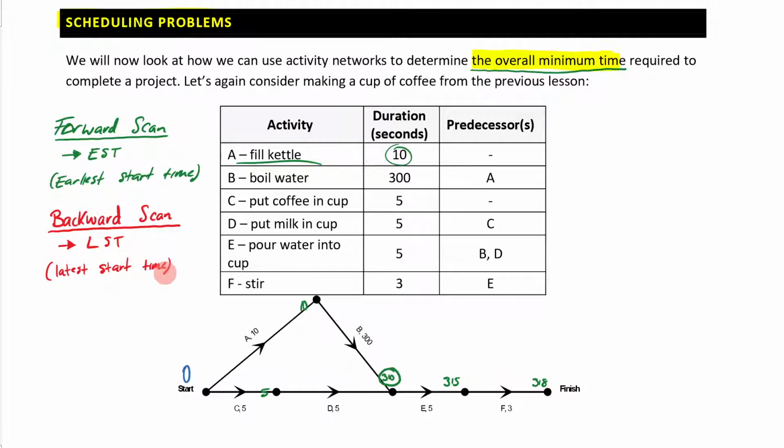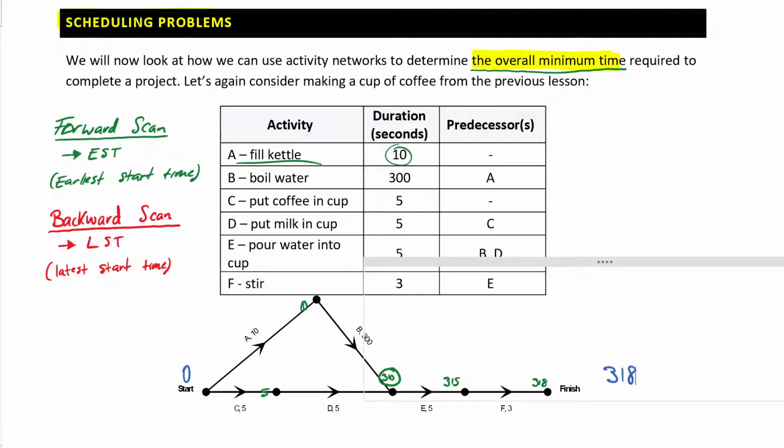And just to give you a bit of a definition here, which we'll see later on, the latest start time is the time an activity can start if the whole project is still completed on time. Now, the way that we find our latest start time is we begin at the end. And remember, since the last video when we did the forward scan, we found that this whole project takes a minimum completion time of 318 seconds.